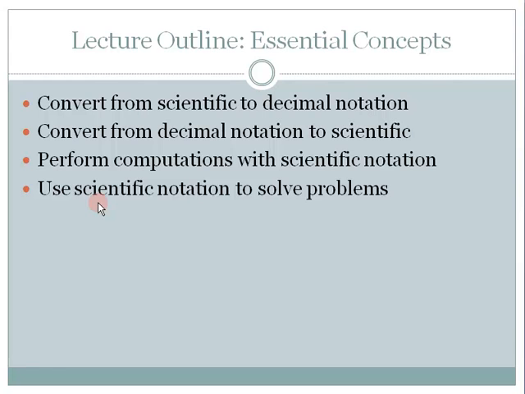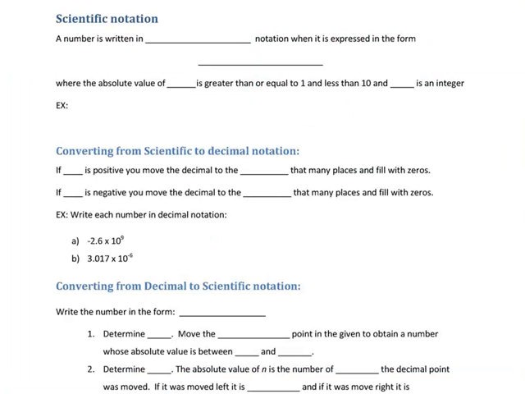The lecture outline for section 1.7 covers the following essential concepts. We will learn how to convert from scientific to decimal notation. We will learn how to convert back from decimal notation into scientific notation. We will also learn how to perform computations with numbers that are in scientific notation and use scientific notation to help us solve some specific problems.